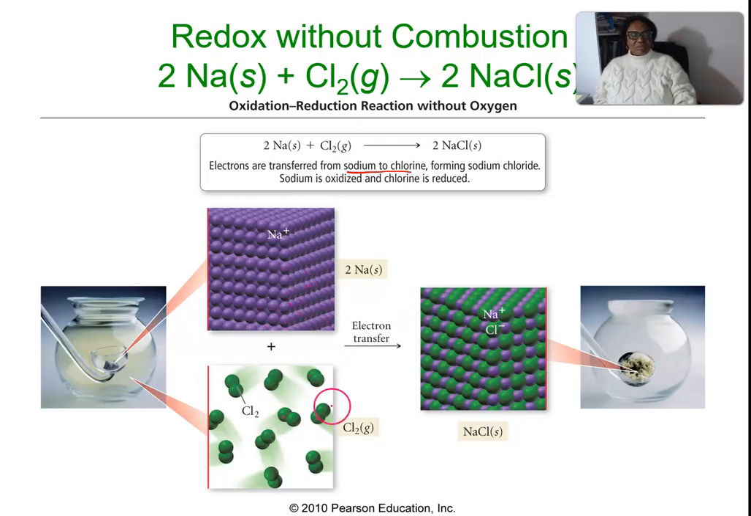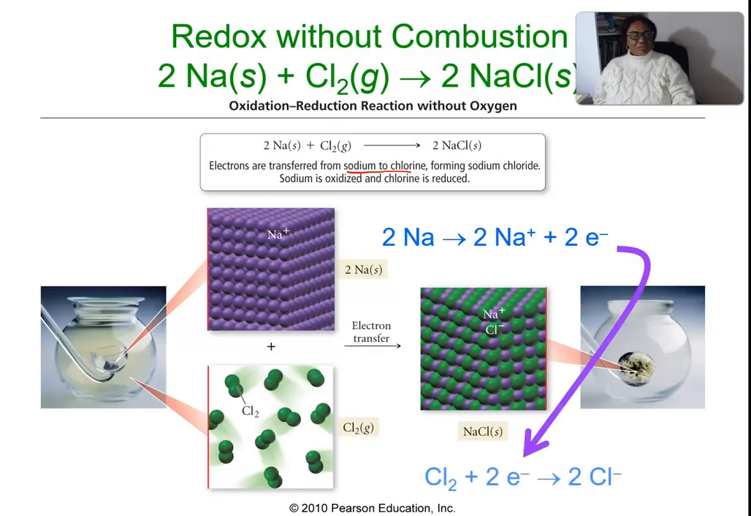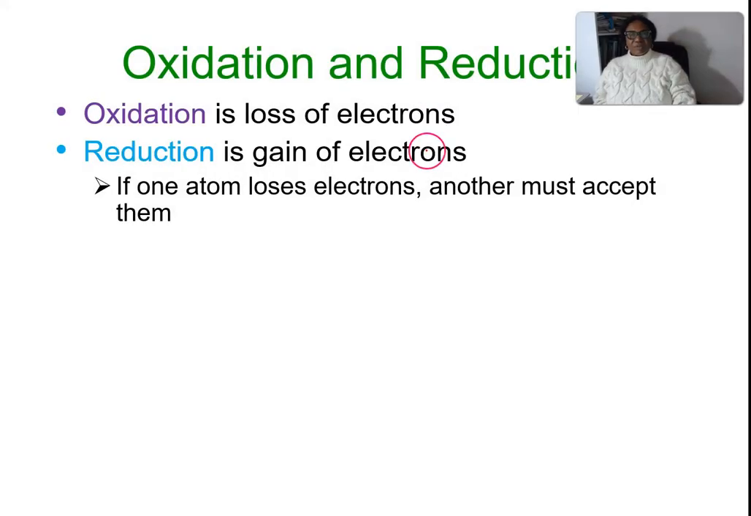So this is sodium, this is chlorine, and the final product is sodium chloride. It involves transfer of electrons. So this is an oxidation reduction reaction. So you see, the electron from sodium is being accepted by chlorine. So in definition, oxidation is loss of electrons and reduction is gain of electrons. If one atom gives off its electron, another must accept it for an oxidation and reduction reaction to occur.